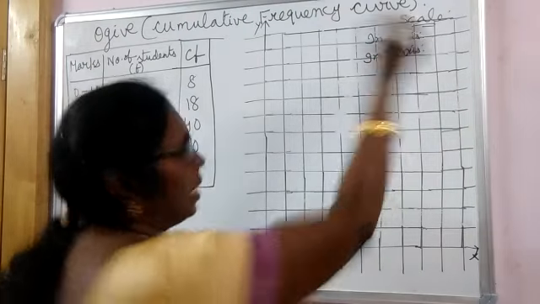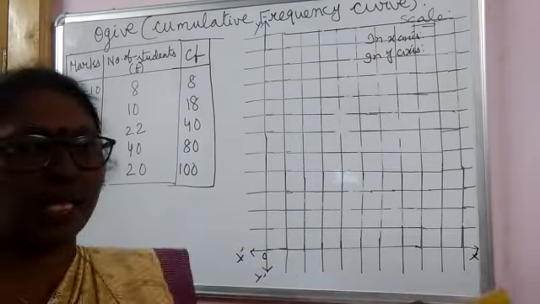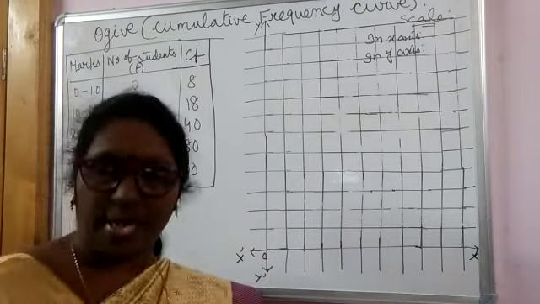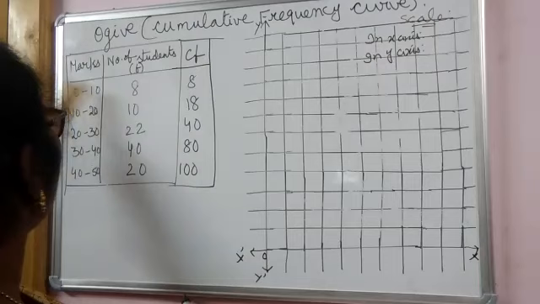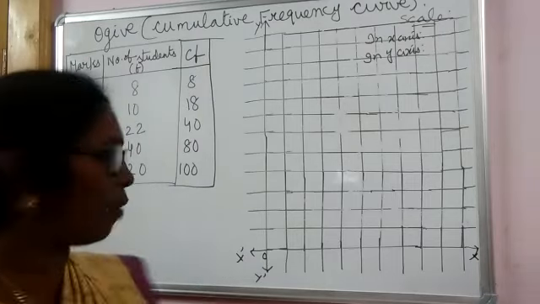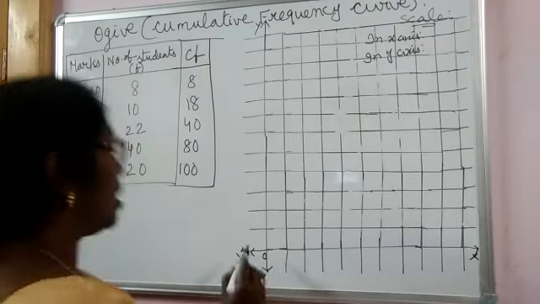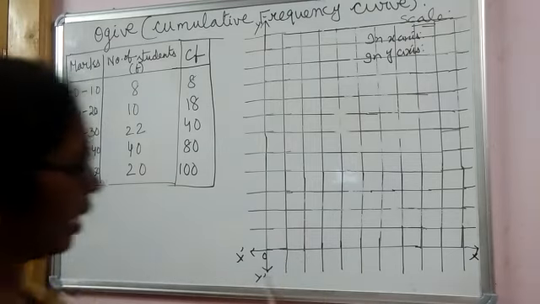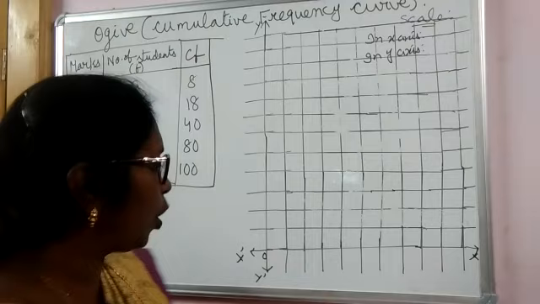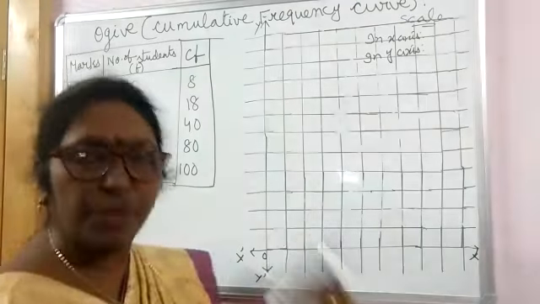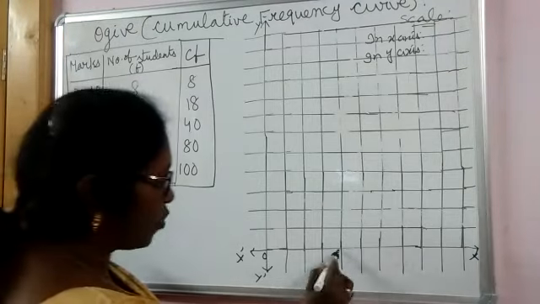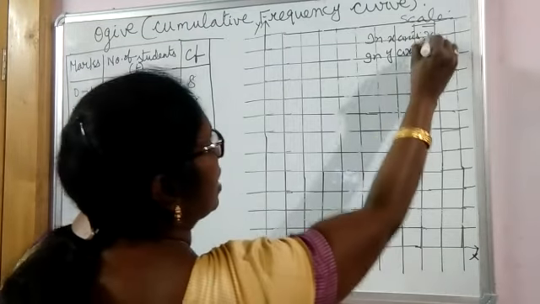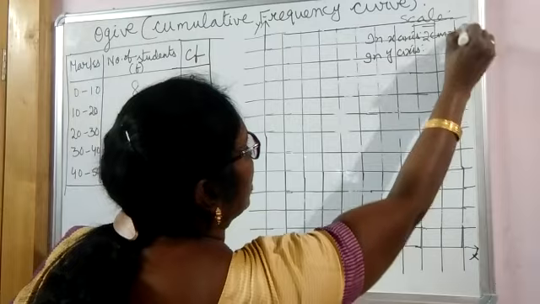The class intervals are to be taken in x-axis and the corresponding cumulative frequencies are to be taken in y-axis. You see here the class intervals are starting from 0, so no need to have the kink mark here. Simply 10, 20 like that we can do. Here only 5 class intervals are there. Let us see whether we will be able to take 2 cm for each class interval: 10, 20, 30, 40, 50. So let us have in x-axis 2 cm equal to 1 class interval.